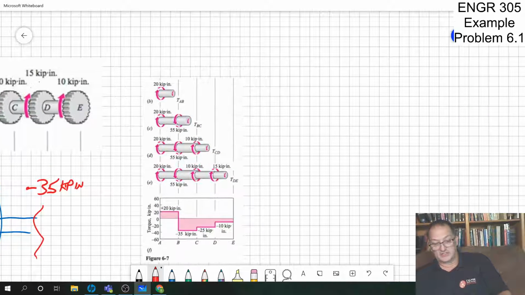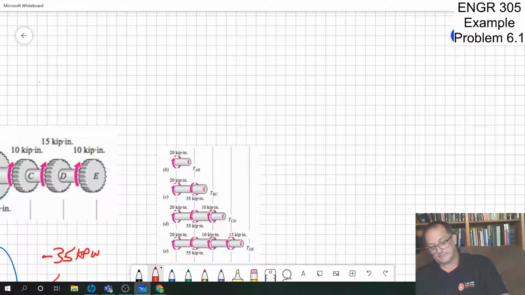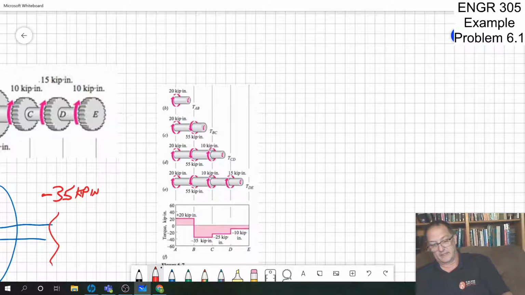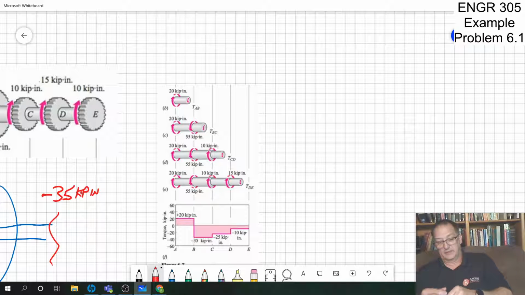We did all of these sections. So this one is from A to B. Oh, it's even labeled right there. I didn't see it. Torque A to B. My pen wigged out on me again. Oh, there we go. Torque from A to B. Pen. I wonder if my battery's going. I've been using it a lot.